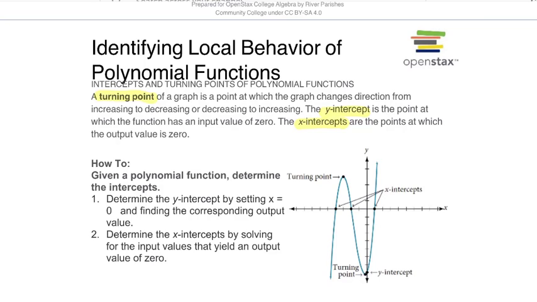And then I just want to illustrate on the graph. Here are the zeros, or the x-intercepts. The y-intercept is where it crosses the y-axis. X-intercepts is where it crosses the x-axis. The opposite coordinate is 0. The turning point is where it changes direction. So here the graph is increasing, and now it's decreasing. So here's the turning point. Same thing here. It's decreasing, now it's increasing. There's the turning point.